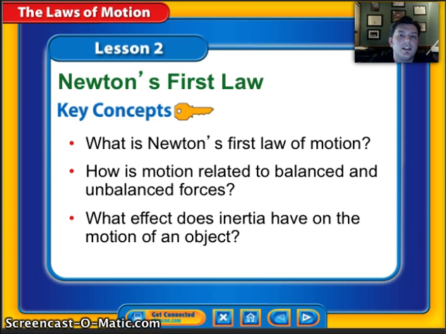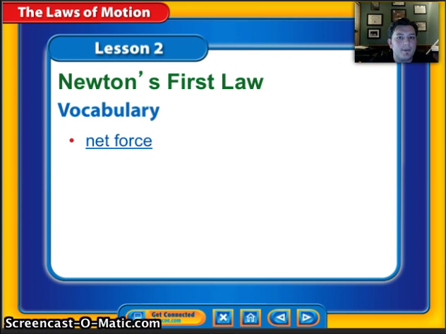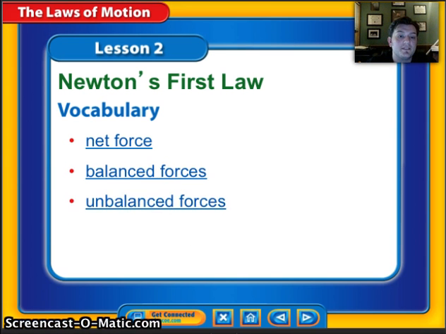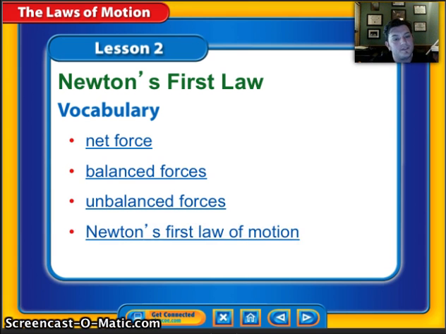All right, so let's look at some of the key vocab words you're going to be learning today. We're going to talk about net force, balanced forces, unbalanced forces, and of course, Newton's first law of motion, and finally, inertia.